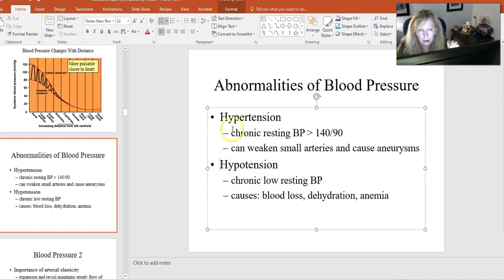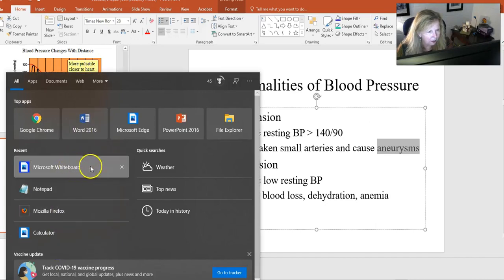So these are some of the causes of what would be considered clinical hypotension, not just normal for that patient, but clinical hypotension. With hypertension, the problem is that it weakens these small arteries, and it can actually lead to what are called aneurysms. An aneurysm, I wish I could draw here. I guess I could if I had a whiteboard. Do y'all want me to draw on a whiteboard? Maybe. Oh, look, there it is.